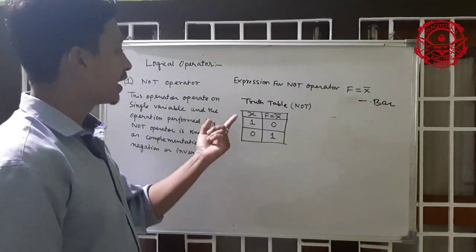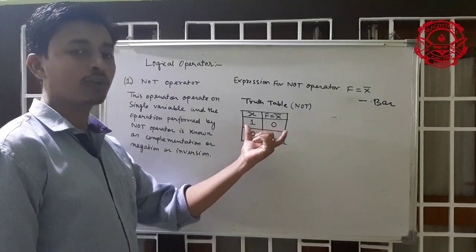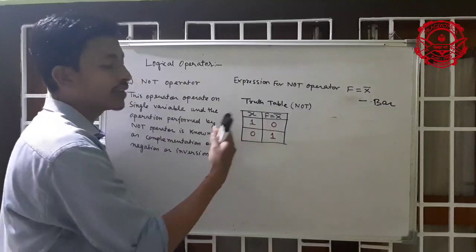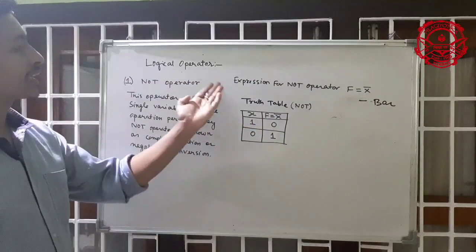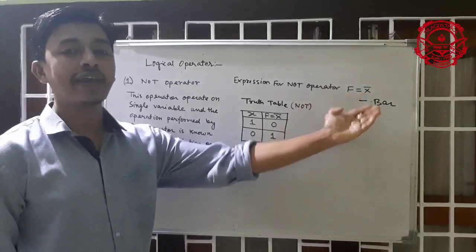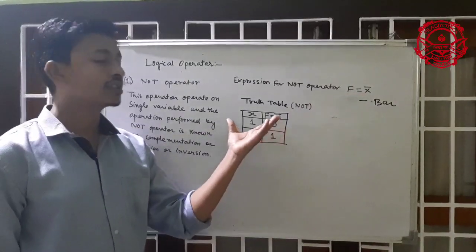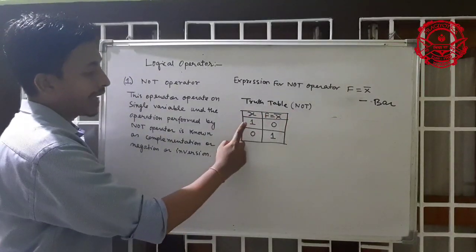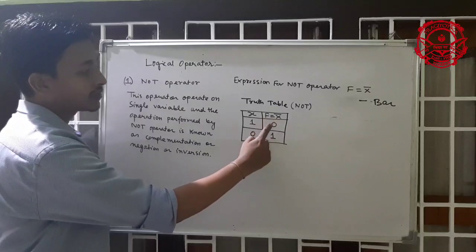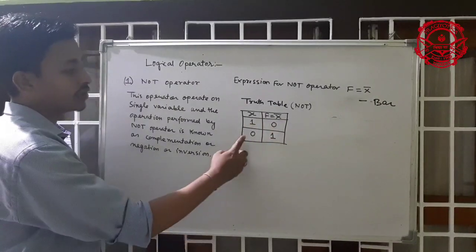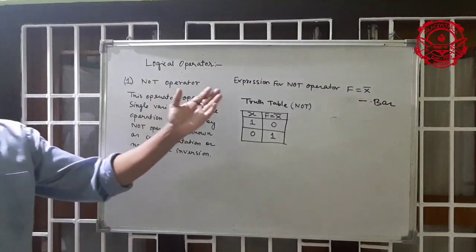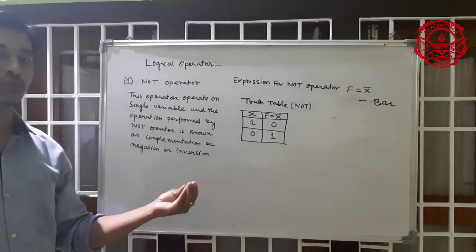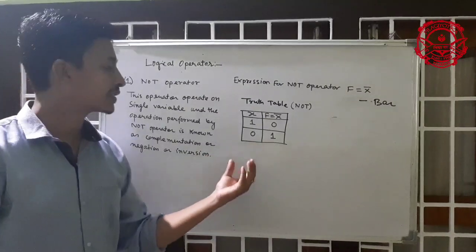There are two possibilities. If x is 1, the output will be 0, and if x is 0, then the output will be 1. It will reverse the original condition, and the expression for NOT operator is f equal to x bar. X bar means complement. Now see the truth table for NOT operator. If x equals 1, x bar equals 0, and x equals 0, x bar equals 1. If the expression is true, the answer will be false. If the expression is false, the answer will be true.